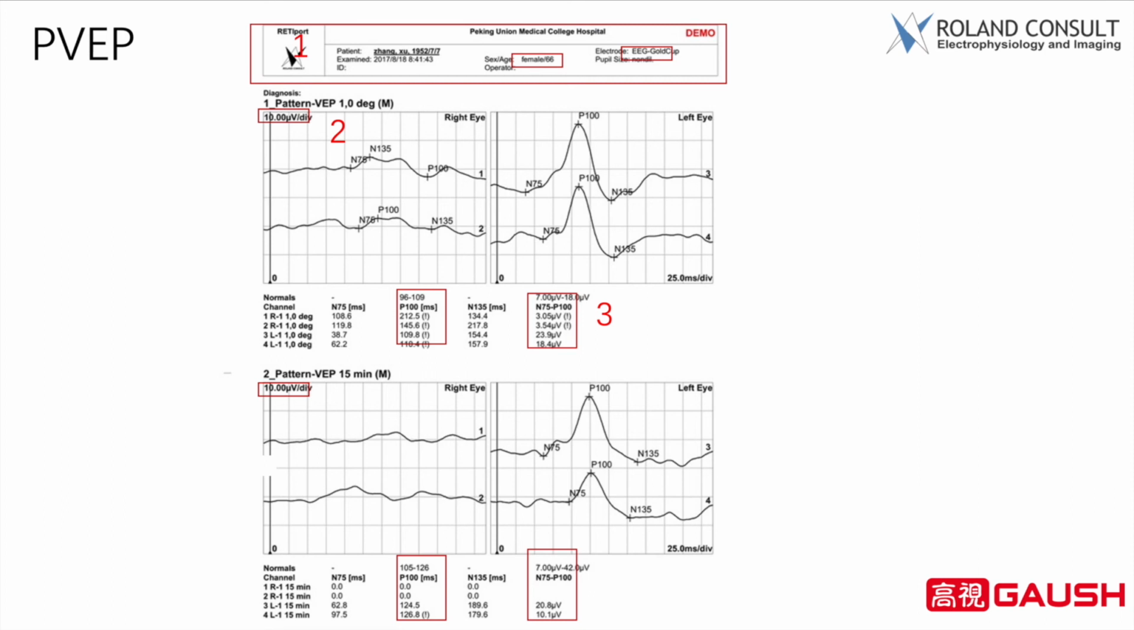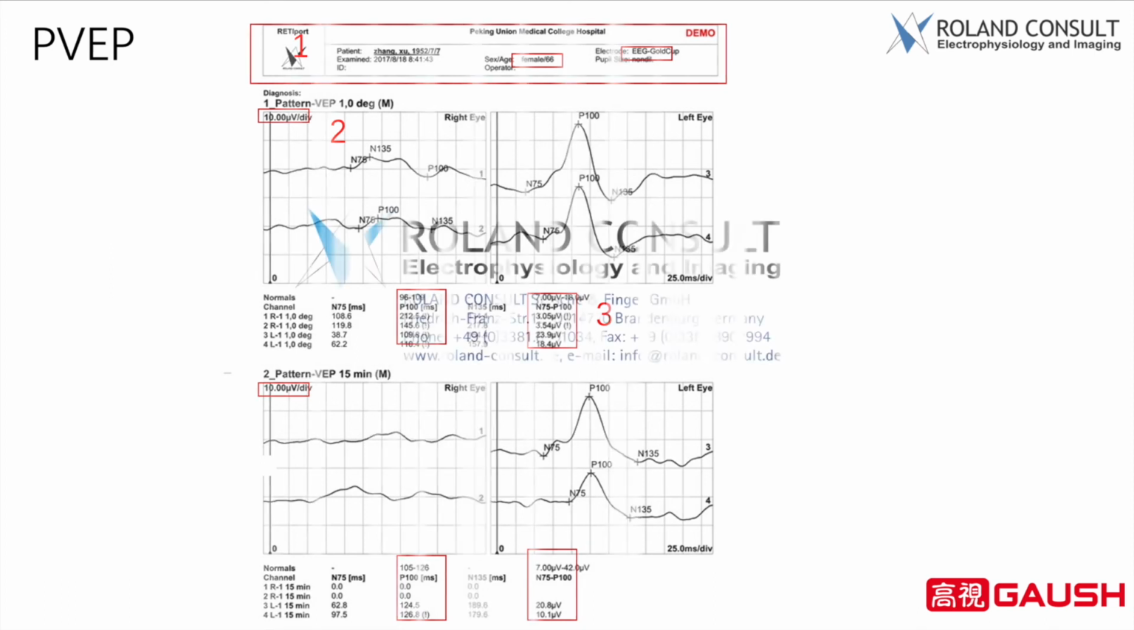In this case, PVEP results showed that the left eye 1 degree and 15 minutes spatial frequency P100 had normal amplitude and peak time, and the two tests had good repeatability and high reliability. In the right eye, the amplitude of P100 of 1 degree spatial frequency was severely reduced in both measurements, and the peak time is delayed. The repeatability of the 2 measurements of 15 minutes spatial frequency was poor, which could be considered as no PVEP waveform derivation.